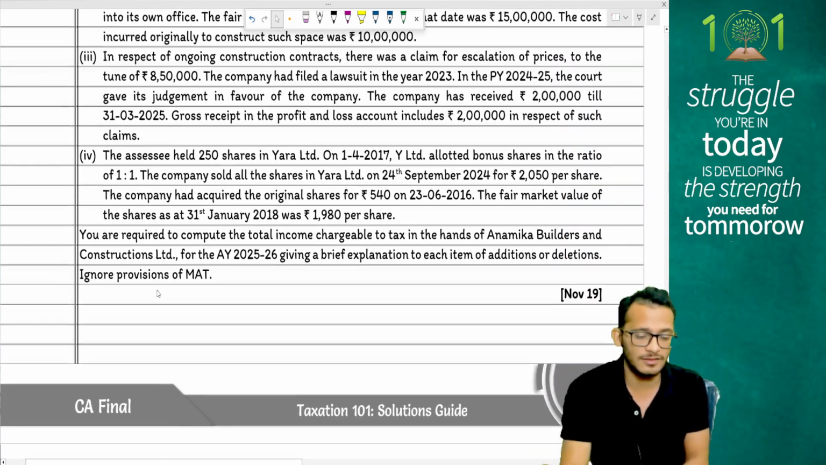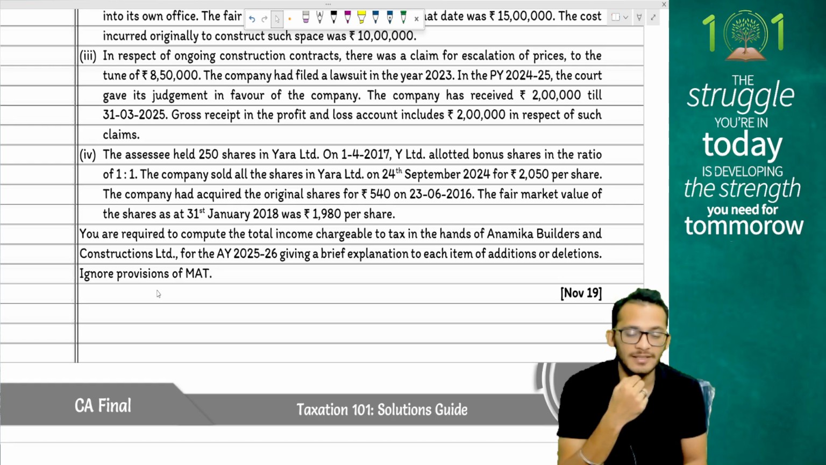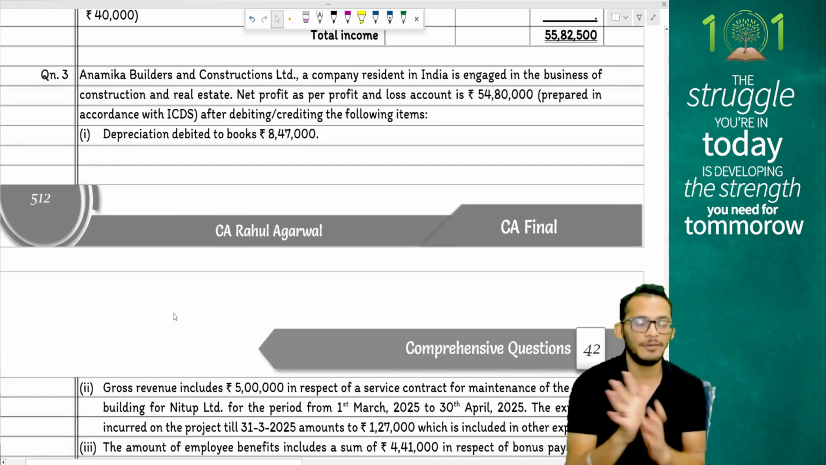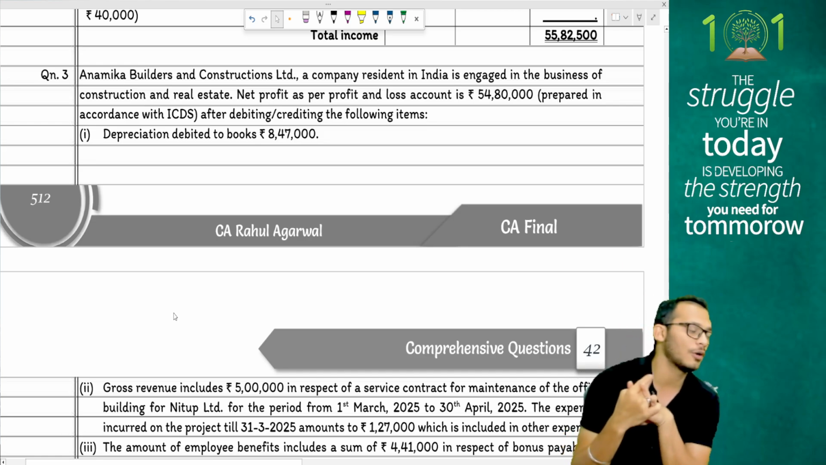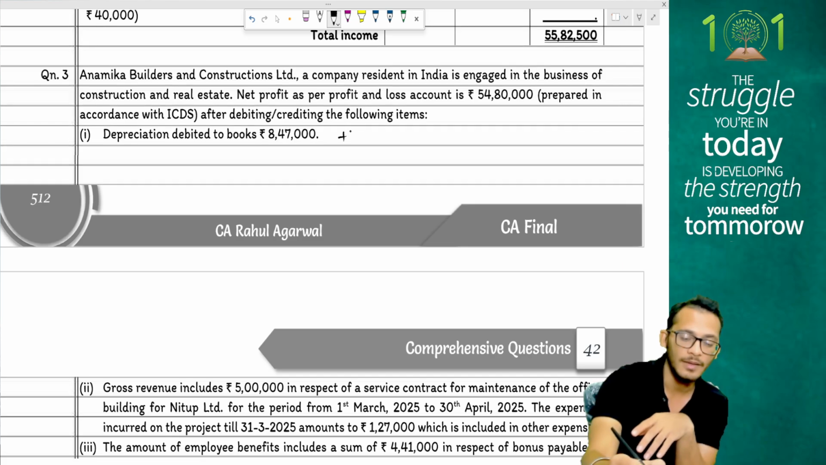Focus attention. Before that, let's look at the last line. It says, you are required to compute the total income chargeable to tax in the hands of Anamika Builders and Constructions Limited, giving a brief explanation of all the items of additions and deletions. Ignore all the provisions of MAT. That is what the question says. Yes, I'm looking at each item, people. Let's see what is happening. They have debited and credited all the following items. The first item says depreciation debited to books. Therefore, I am disallowing it.